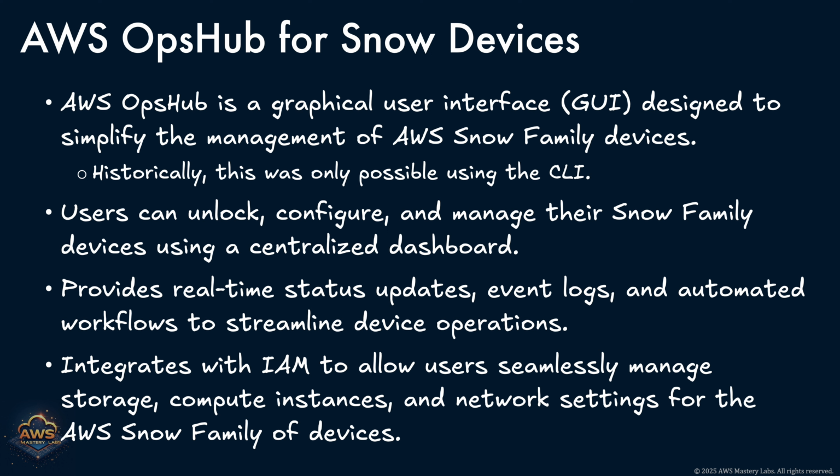One of the major benefits of AWS Ops Hub is that it reduces complexity for organizations leveraging AWS Snow Family devices for disaster recovery, IoT data processing, video analytics, and edge deployments. By eliminating the need for manual configurations and command line operations, AWS Ops Hub ensures that businesses can quickly deploy and manage their AWS Snow Family solutions with minimal effort.